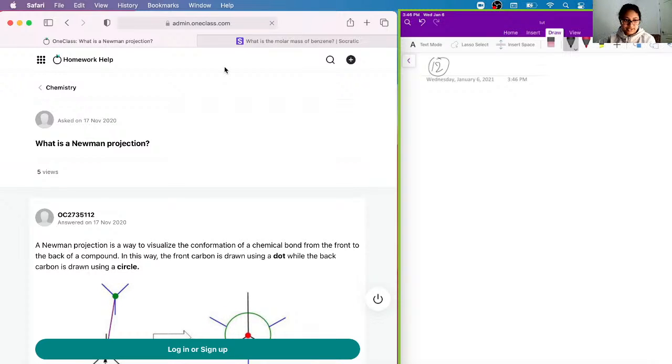Next question says, what is a Newman projection? Okay, so a Newman projection is a way to visualize the structure or conformation of a chemical bond of a compound. So it's seen from the front to the back of a compound. In this way, the front carbon is always drawn using a dot, while the back carbon is drawn as a circle.